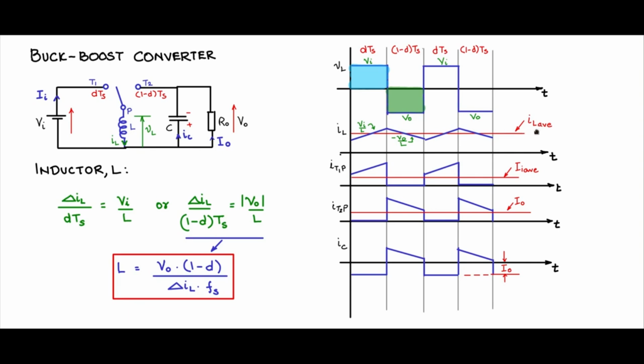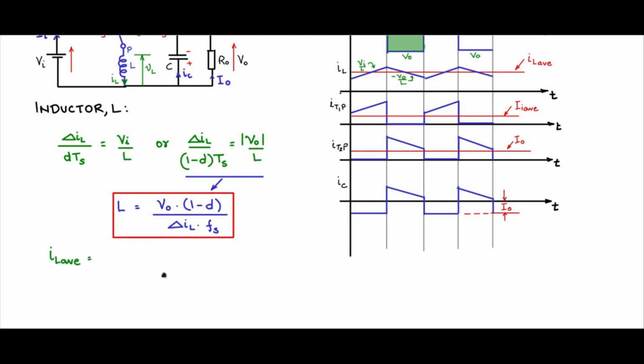But just look at the other two waveforms, IT1P and IT2P. IL average is nothing but I average plus I naught, which is the average of IT2P. The IL average is equal to the IT1P current waveform average, which is I average, plus the IT2P average, which is I naught, because these two sum up to give you IL. I average from the input output current relationship we know is I naught into D by 1 minus D plus I naught, which works out to I naught by 1 minus D. So this is IL average, and therefore IL average is I naught by 1 minus D.